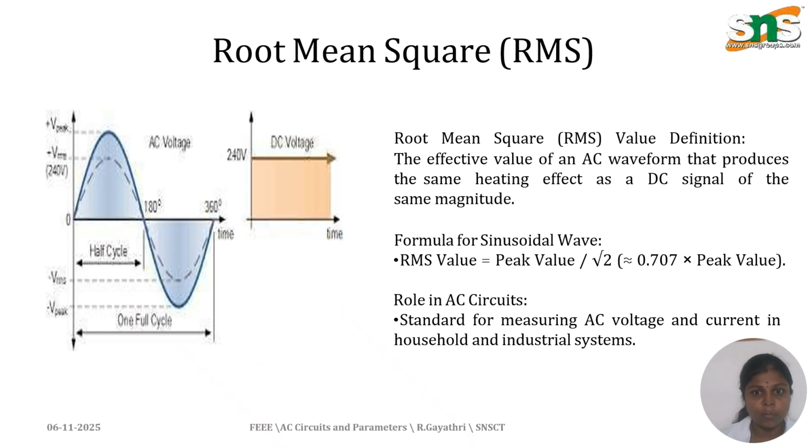Then coming to the root mean square value, the RMS is the effective value that produces the same heating effect as the DC signal. The RMS value is the peak value divided by root 2, which is a value of 0.707. In the sinusoidal waveform, the peak value is represented by V peak, and the RMS value is represented by V RMS.